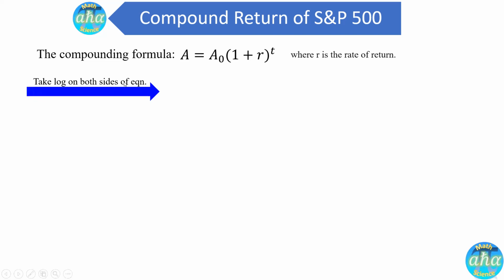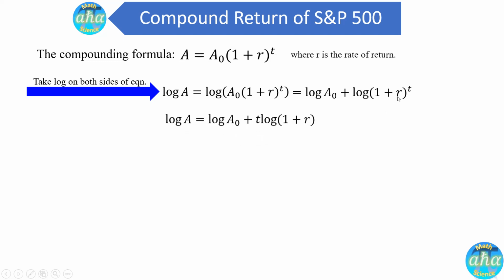So if we take a log on both sides of this equation, what do we have? We have log of A equal to the log of this expression here. Inside, it's a product: A naught times (1 plus R) to the T power. The log of a product can be written as the sum of the logs of each individual component. So it becomes log of A naught plus log of (1 plus R) to the T power. Furthermore, the log of a power function can be simplified by placing the exponent T in front of the log. So now we have this simplified expression here.